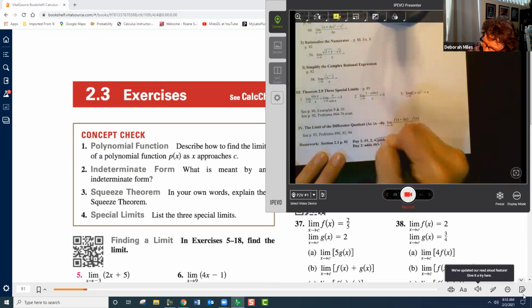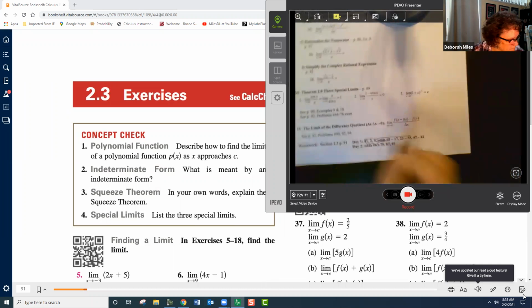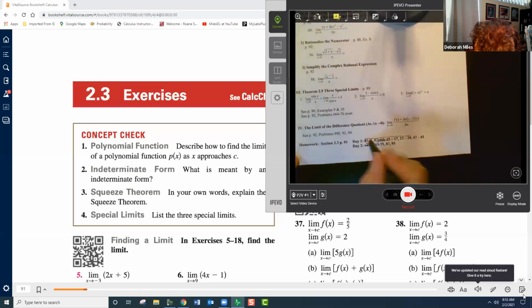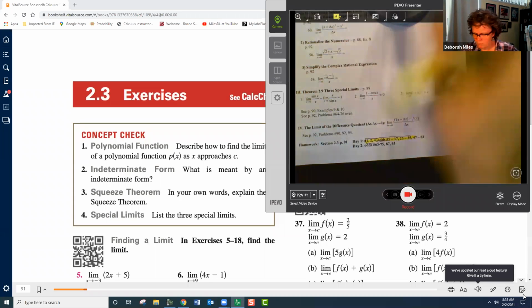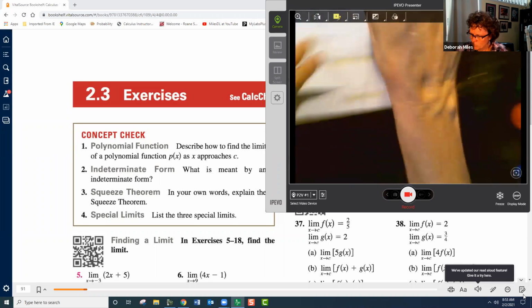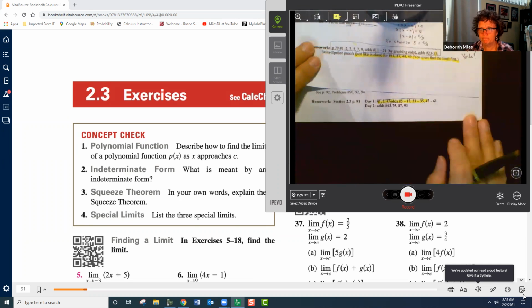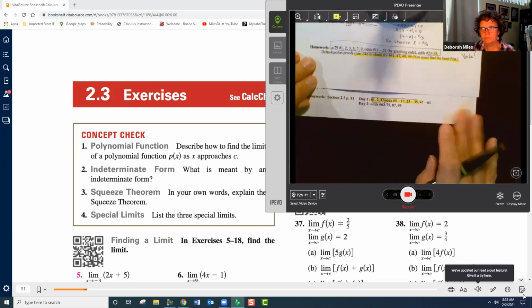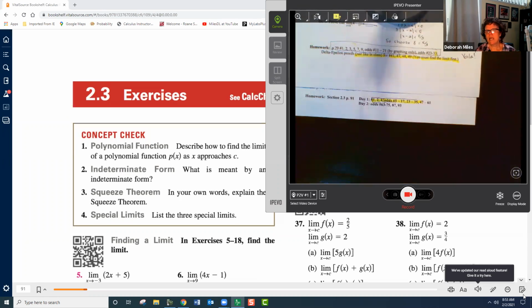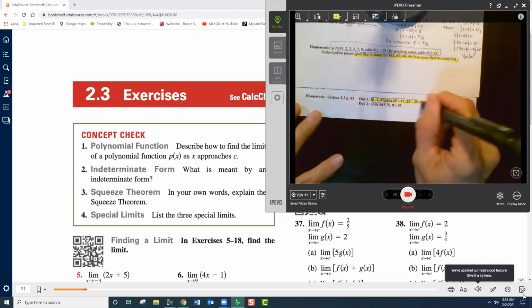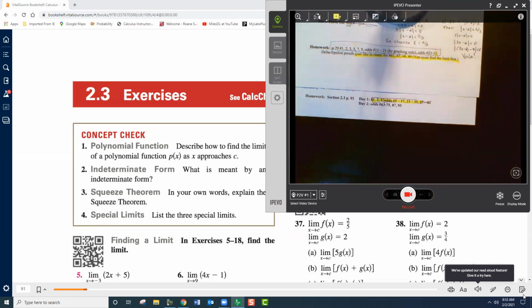So the homework is these and those. And I'm probably going to take it up tomorrow because I want to see your delta epsilon proof to make sure that you're doing them correctly and you'll get that right on the test. Don't worry about these tonight. We'll get them tomorrow. Any questions?